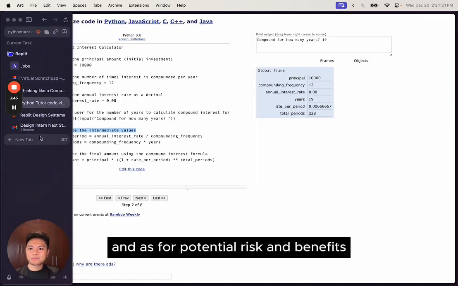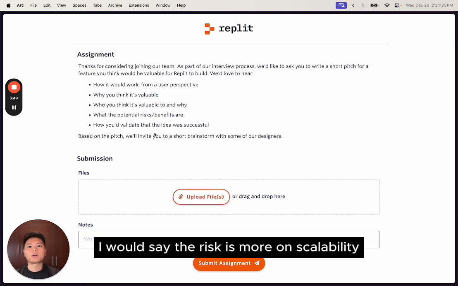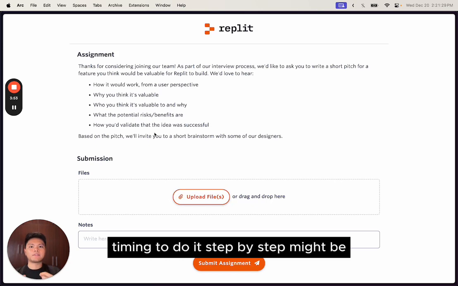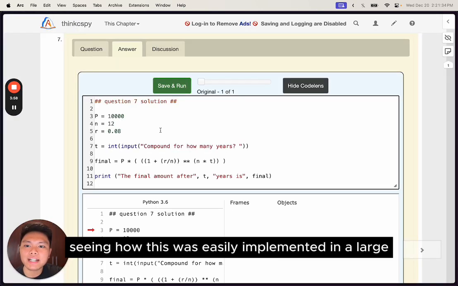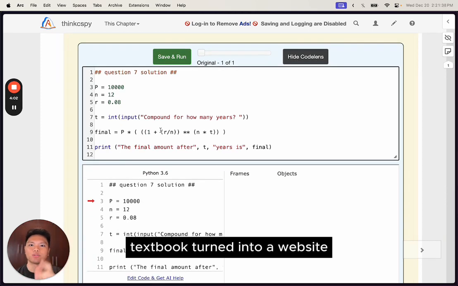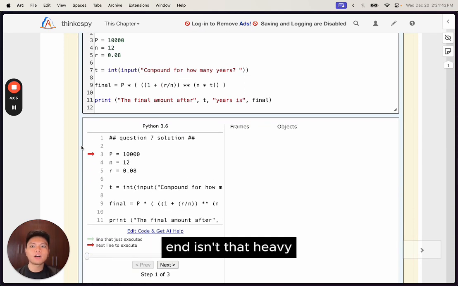And as for potential risk and benefits, I would say the risk is more on scalability, complexity, because I know that having to do it step by step might get a bit too complicated. However, seeing how this was easily implemented in a large textbook turned into a website, I'm pretty optimistic that the back end isn't that heavy, although we will see. This is what research is for.